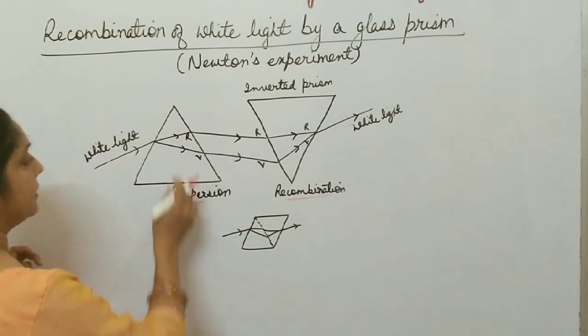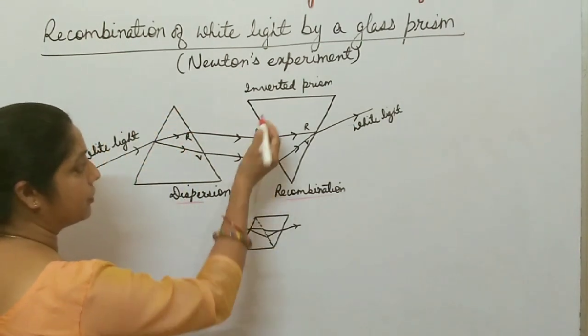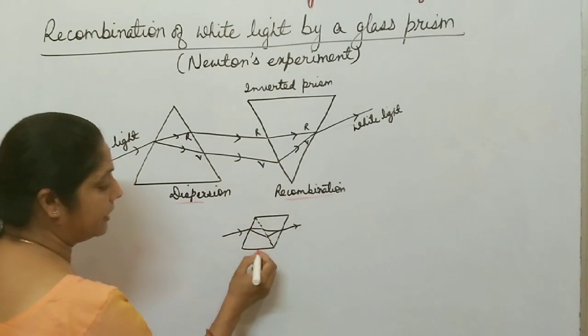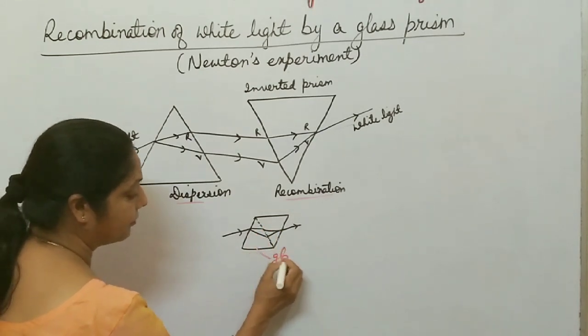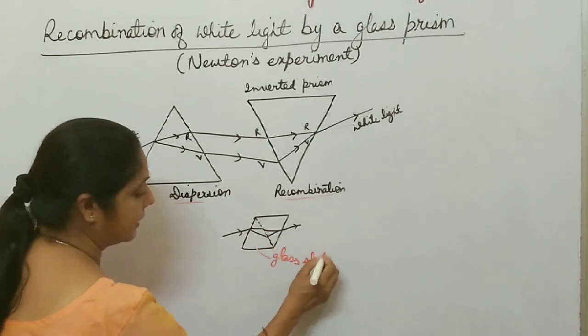You think about this now. This first prism is like this one. When you join this with this second inverted prism, it acts like a glass slab, right? And you know, inside the glass slab what happens?